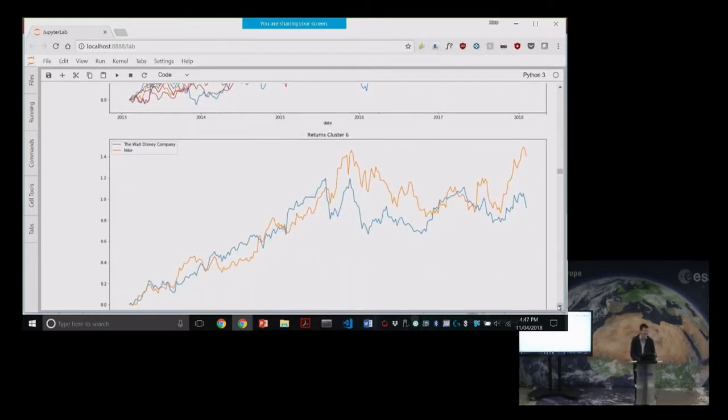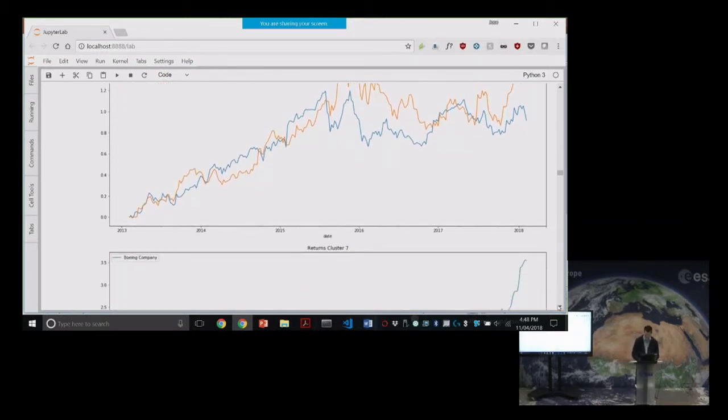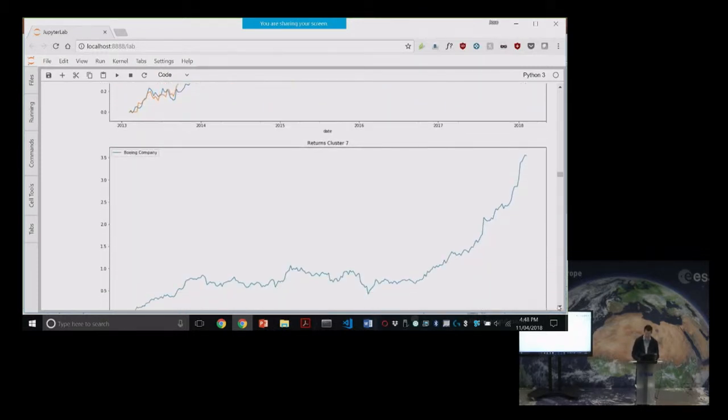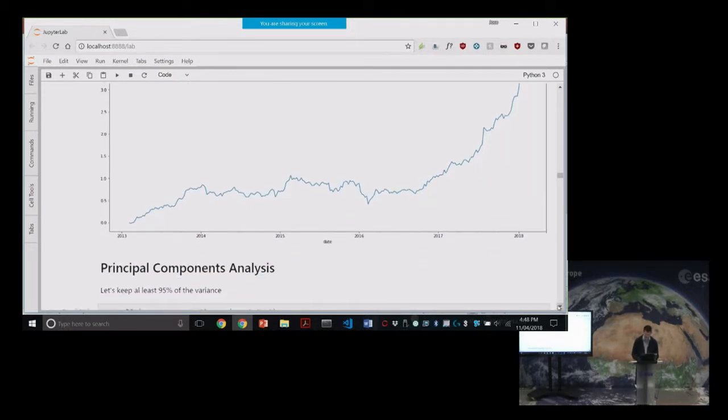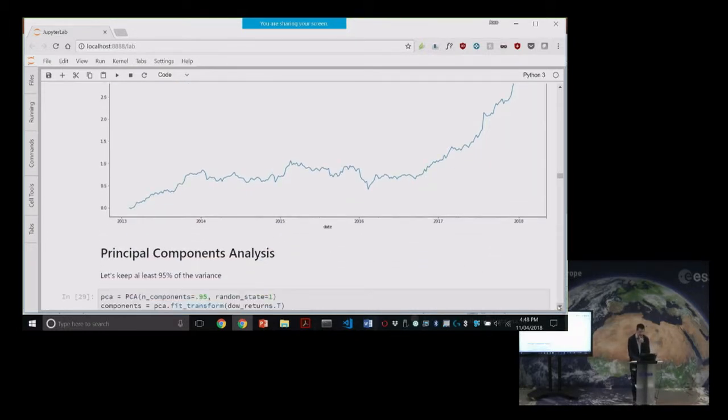Nike and Walt Disney. Nice, eh? They fare very similar together. And Boeing was spectacular in the Dow Jones. So let's run some principal component analysis.